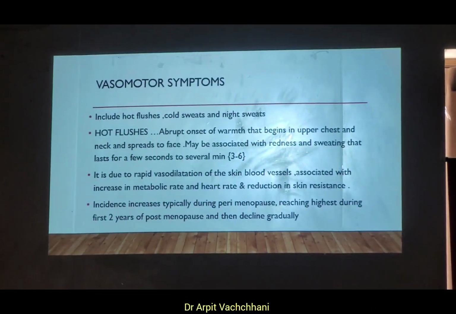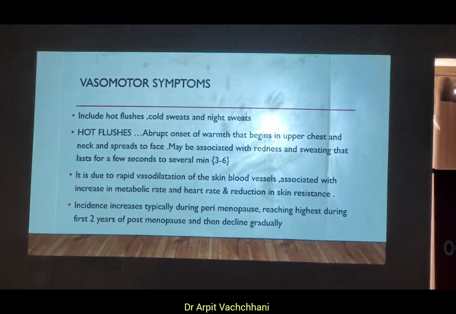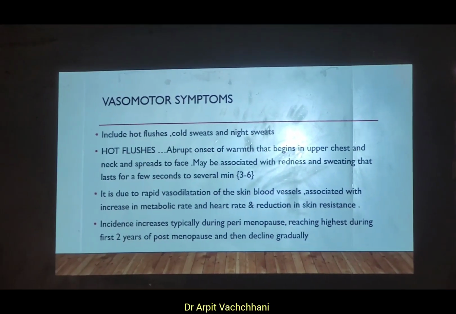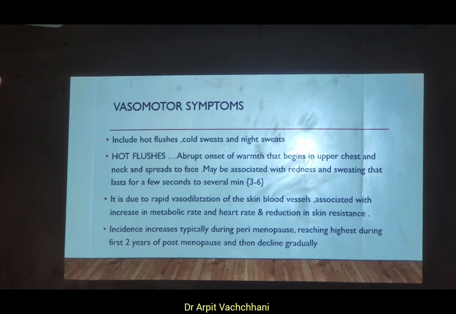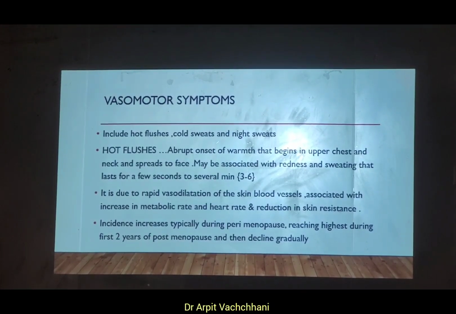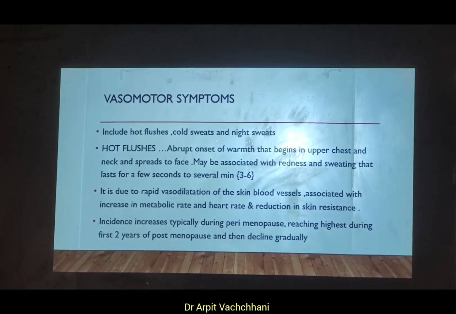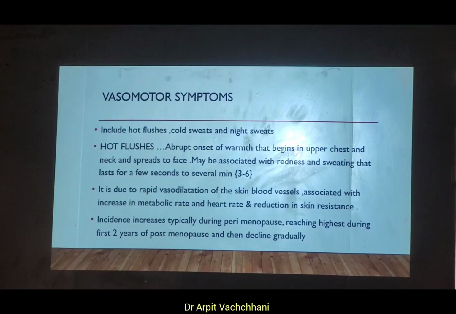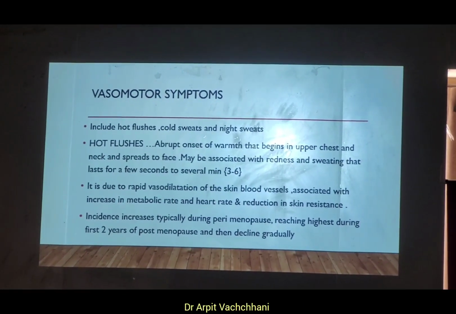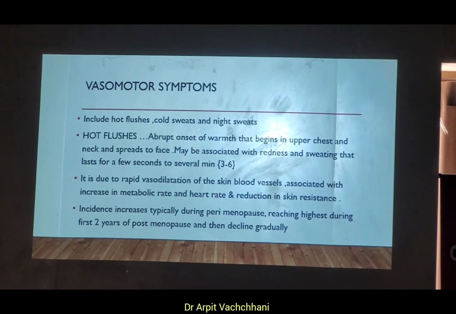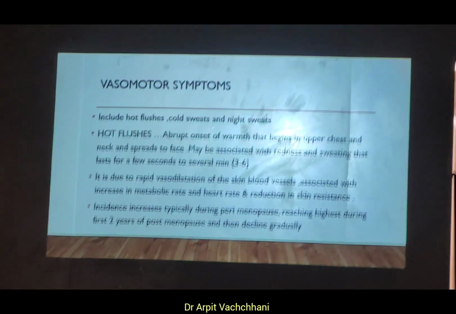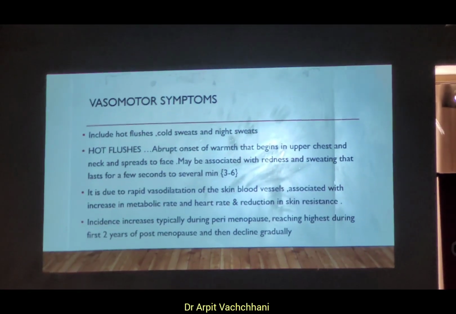So we come to vasomotor symptoms, which include hot flashes, cold sweats and night sweats. There is an abrupt onset of warmth that begins in the upper chest and neck and spreads to the face, may be associated with redness and sweating, and lasts for a few seconds to several minutes. It is due to rapid vasodilatation of the skin blood vessels associated with increase in metabolic rate and heart rate and reduction in the skin resistance. The incidence increases typically during the perimenopause, reaching highest during the first 2 years of menopause and then declines gradually.